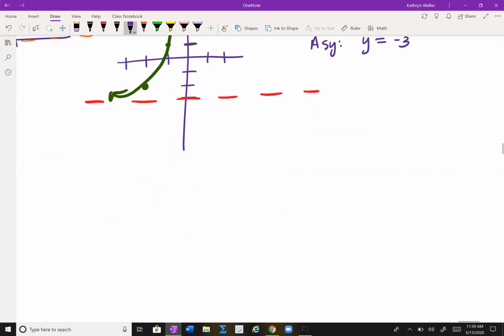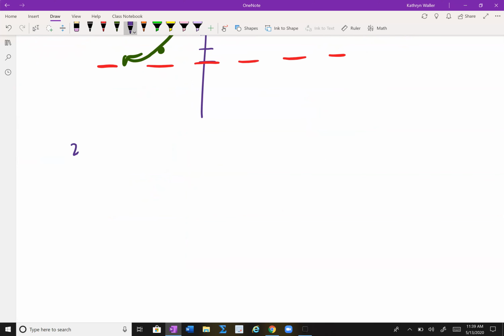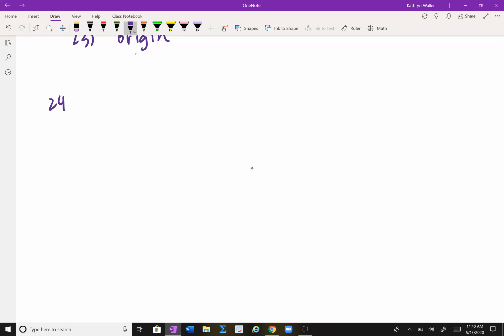Okay, question 23. If something is odd, it's reflected across the origin. Yes, origin. O-R-I-G-I-N. It's origin. Even is reflected across the y-axis. Okay. Okay, 24.